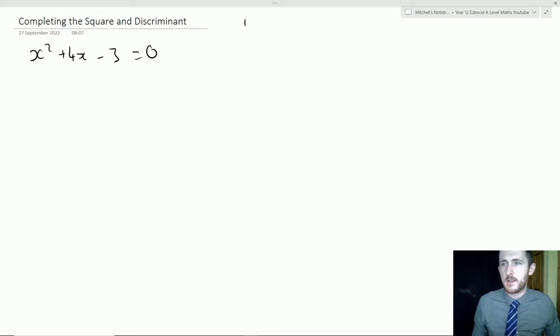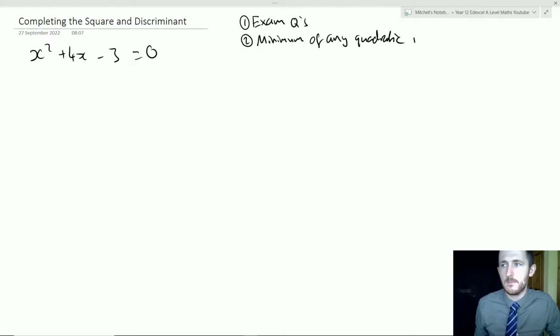So you may wonder, well, why do I care? Well, the reason why you should care is, number one, there are exam questions which literally just say, using completing the square, show that or make it this. The second point is you can actually find what the minimum of any quadratic is, which is actually pretty useful. When you're sketching them, you can work out the minimum point without having to do some interesting nonsense. Okay, so let's work out how to do it.